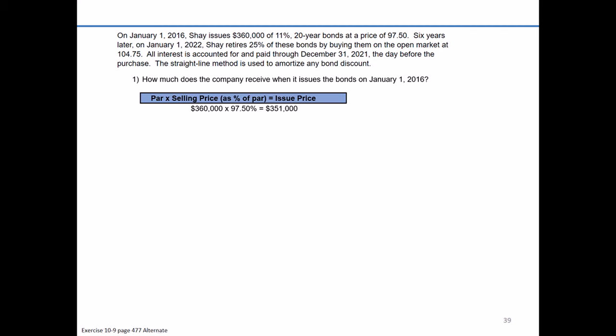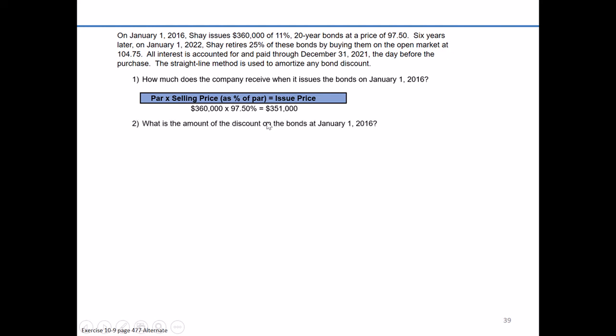Now, we don't know exactly what the market rate is. It doesn't indicate what the market percentage is under the scenario, but because it was issued at a discount, we do know that the market rate is something above the contract rate of 11%. Whether it's 12%, 15%, I couldn't tell you exactly, but it's something above the 11%, which is why it's been issued at a discount.